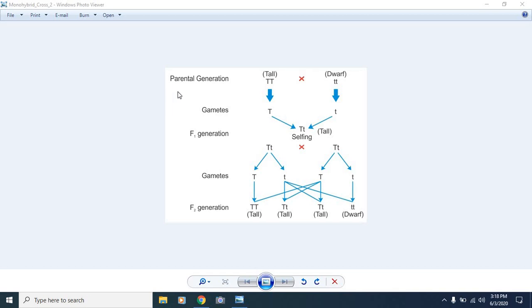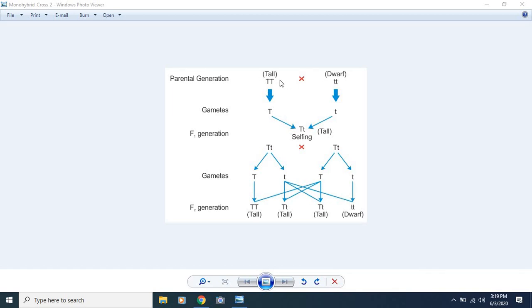Good morning students. In this session we will study how to draw a monohybrid cross, also known as inheritance of a single gene. Now here in this chart you can easily see the parental generation. One parental group has the genotype capital T and the other parental group has the genotype small t. This parent is dominant over this parent, that is, tall parents are dominant over dwarf.